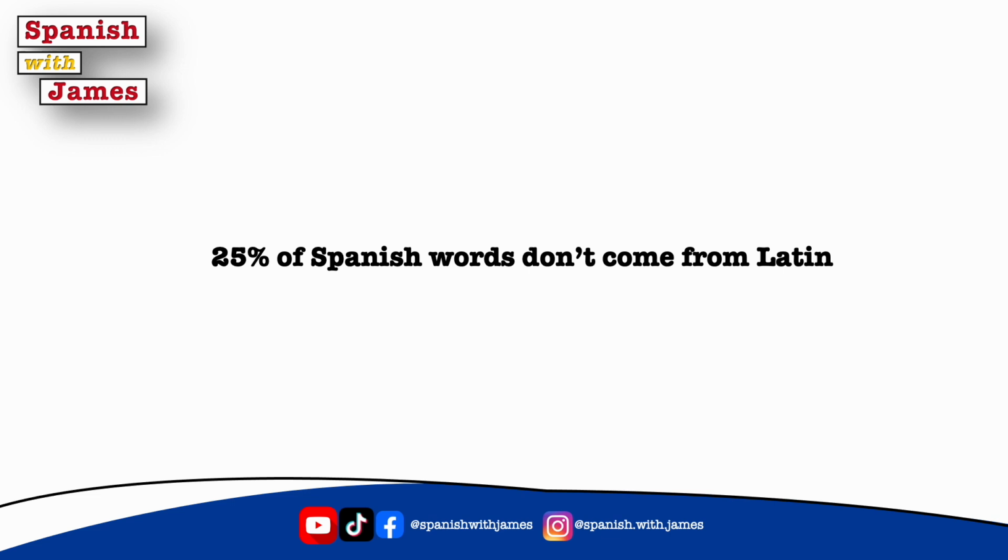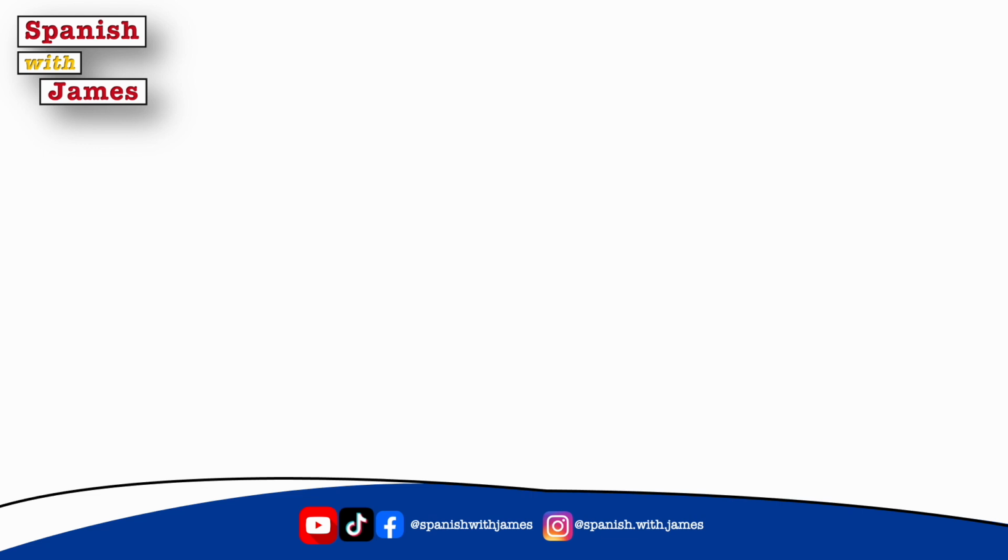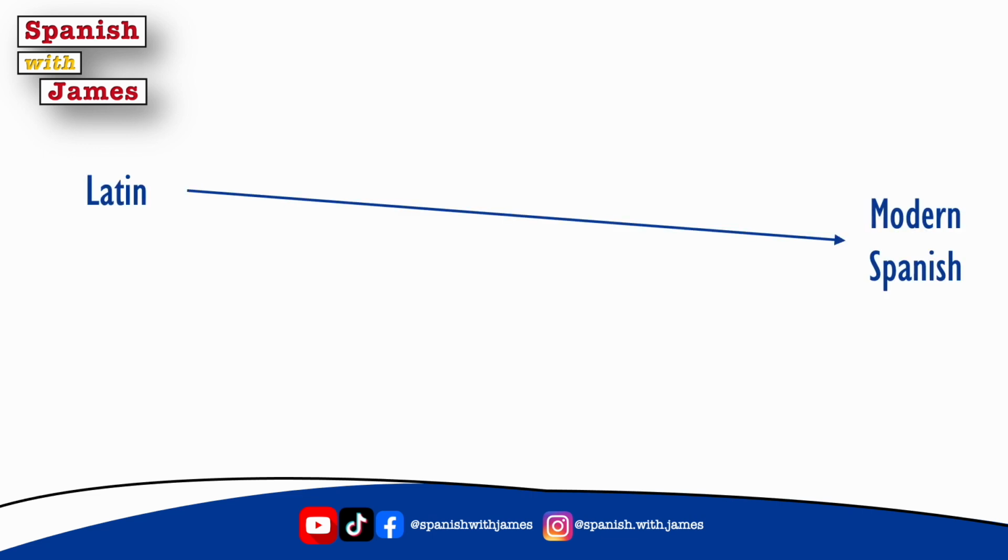Hello and welcome to this video in which we're going to talk about some modern Spanish or Castilian Spanish words which don't come from Latin, the major influence on the Spanish language, but from other languages. Spanish belongs to a group of languages that we call Romance languages, referring to the Romans and the Vulgar Latin spoken throughout the Roman Empire.